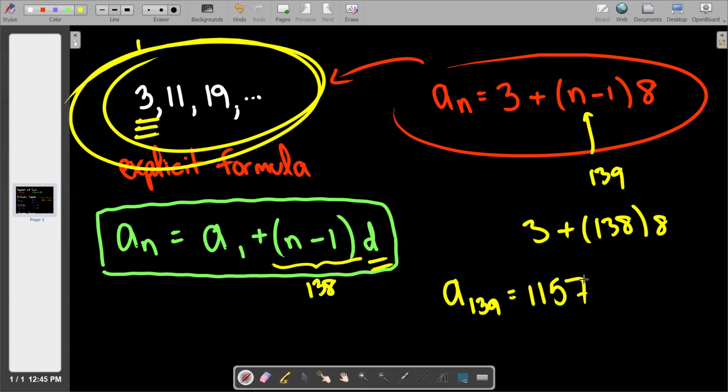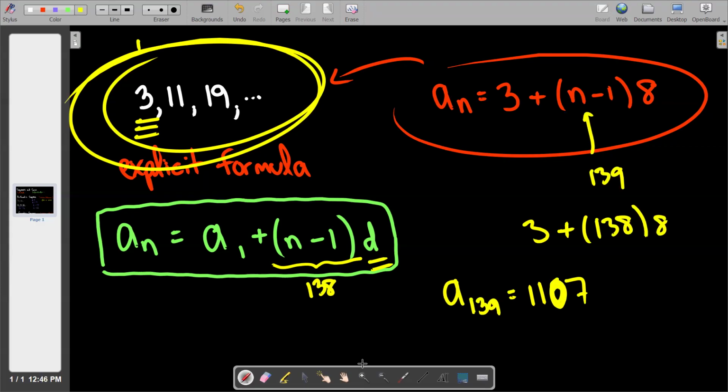Got it? Does that match you? Did you type in 3? Oh God, I didn't type in 3. Hold on. 3 plus 138 times 8. I typed 53. It's 1,107. Whew, I'm so sorry. I must have had a 5 already on my calculator. That's why you should always hit clear there, people.